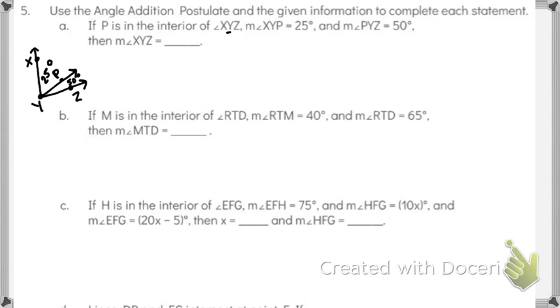Then the measure of angle XYZ. I'm looking for XYZ, which is the whole thing, so I want the whole angle. If I want to find the whole angle, that means you're taking these two angles and adding them together. So 25 plus 50 is what we're going to be doing for this, which is 75 degrees.